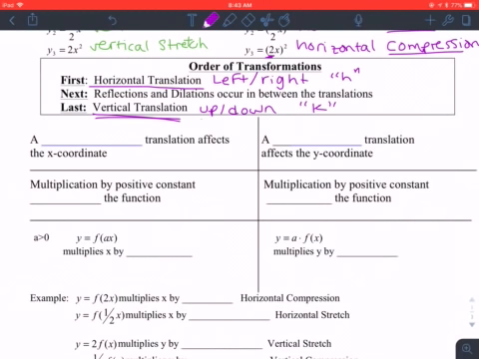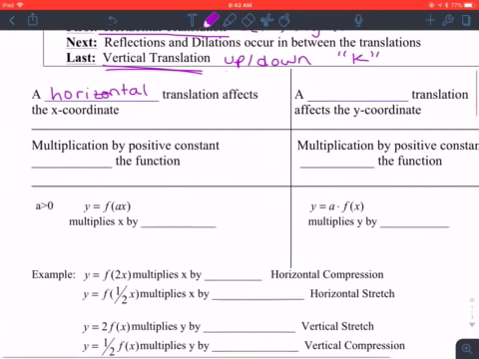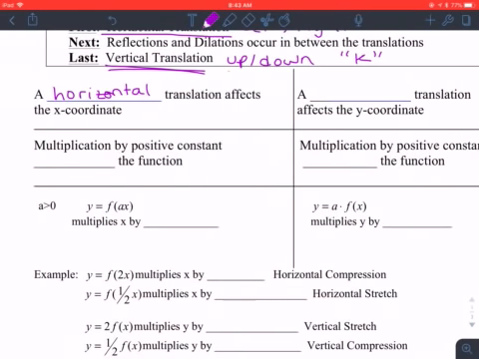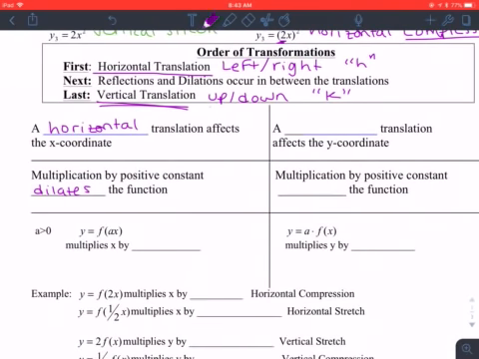Okay, so we've got horizontal and vertical translations. A horizontal translation affects the x-coordinates. That's your left and right. Multiplication by positive constant dilates the function. So it's going to stretch or shrink it. And then on the other side, a vertical translation affects the y-coordinates. Multiplication by positive constant is going to dilate the function.